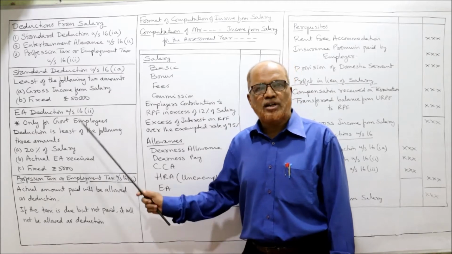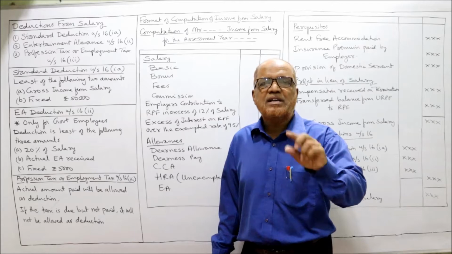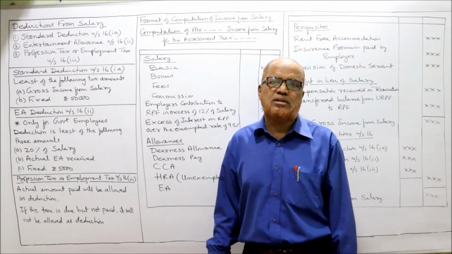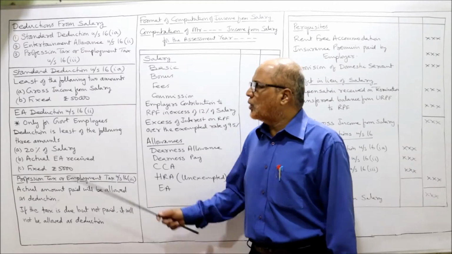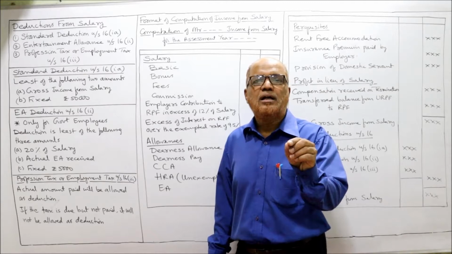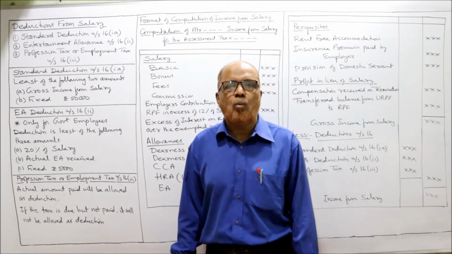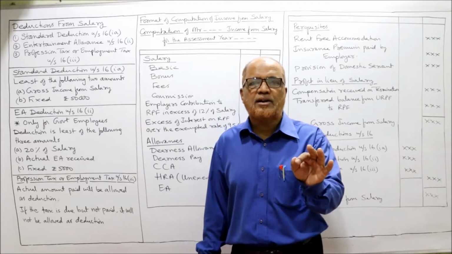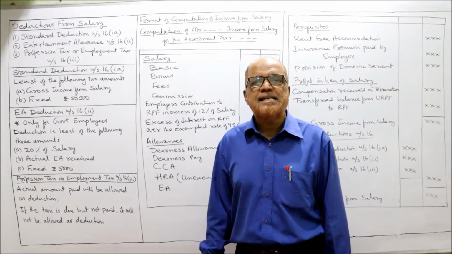The statutory deduction is gross income from salary or fixed amount of 50,000. This 50,000 is given by the Income Tax Act, ceiling amount. The gross income from salary or 50,000, whichever is lower, least, that will be allowed as deduction under section 16(1)(a). Compulsory deduction for everybody, whoever is having income from salary.